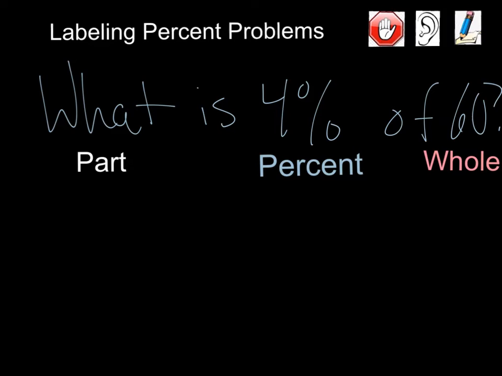So now every single problem has a part, has a percent, has a whole. We can represent these with P, percent sign, and a W just to save some time, but that's how we're going to label our percent problems. So if you can just jot down this into your notes, what is 4% of 60, part, percent, whole, that would be fantastic.